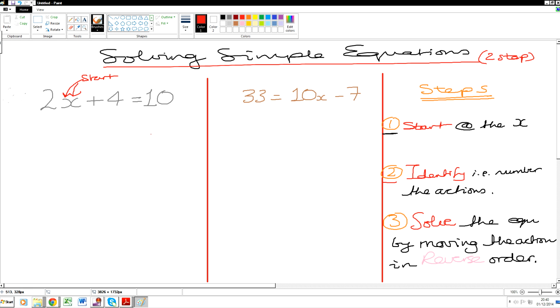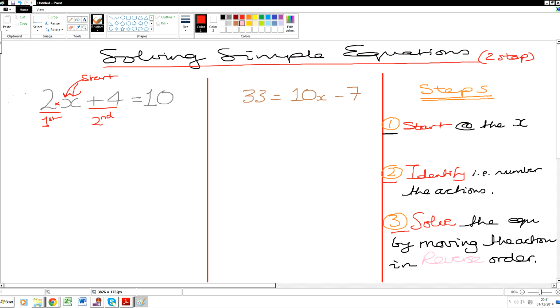Step number 2 says identify, i.e. number the actions. So what's been done to the x? The x, first of all, is being times by 2. Call this the first action. It is then being added by 4, which we call the second action. Once we've identified the actions acting on the x, we can go on to step 3, which is solve the equation by moving the actions in reverse order.